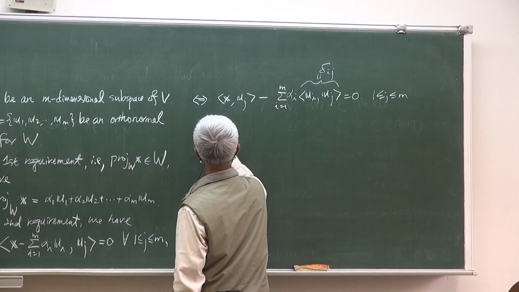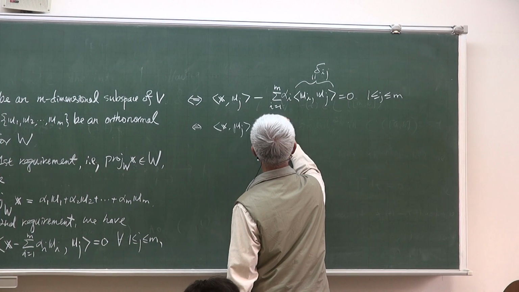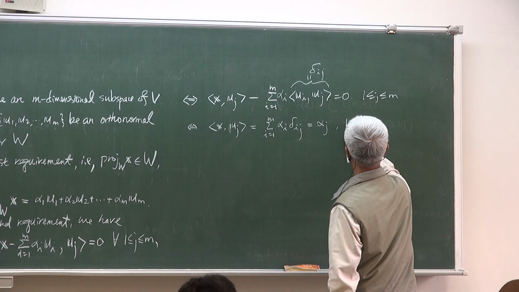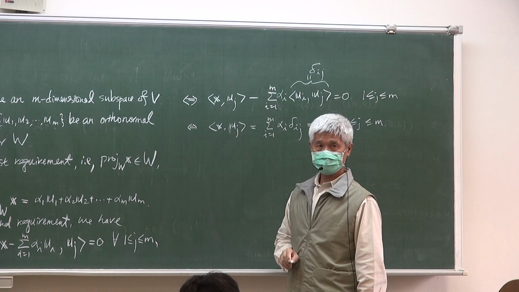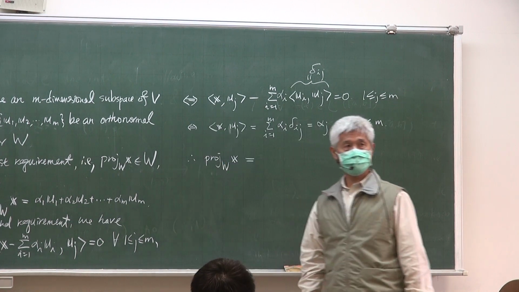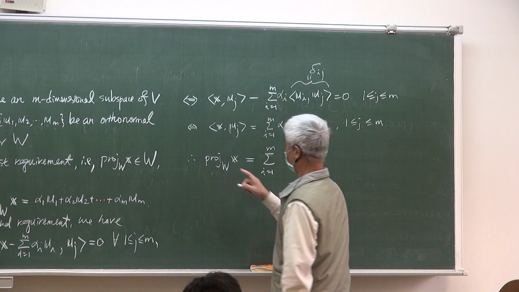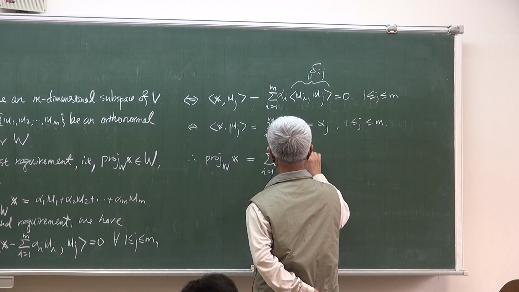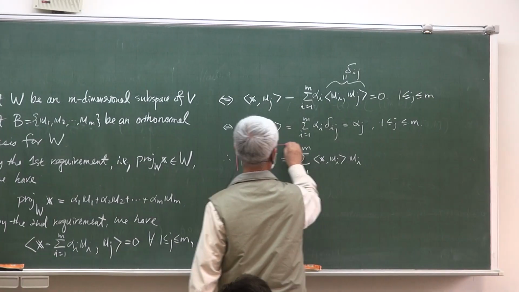All right. So this says that the inner product of X and Uj is equal to the summation over i of alpha i delta ij. But this is equal to alpha j. So we find that alpha j, the coefficient, is just the inner product of the vector X and Uj. So the projection is uniquely determined by this. All right, so now for the projection, we have the formula.